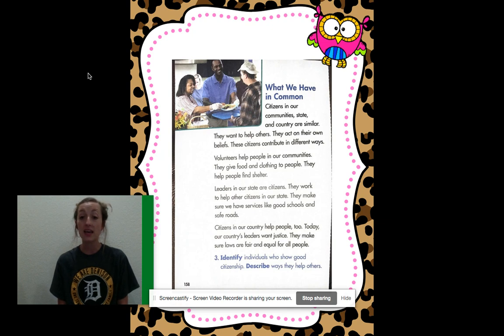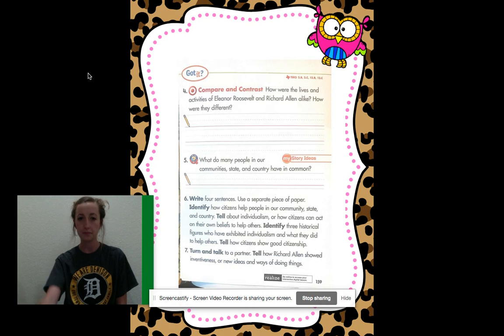Number 3 says, identify individuals who show good citizenship and describe ways that they help others. So this is where you're going to think about people you may know that have good citizenship and tell me about how they do that, how they help others, how they help their communities. Number 4, compare and contrast. How were the lives and activities of Eleanor Roosevelt and Richard Allen alike? How were they different? So number 4 wants you to compare and contrast their lives and activities and tell me how they are alike and how they are different. And then number 5 wants you to tell what many people in our communities, state, and country have in common. So it wants you to tell about our similarities and what we have in common.